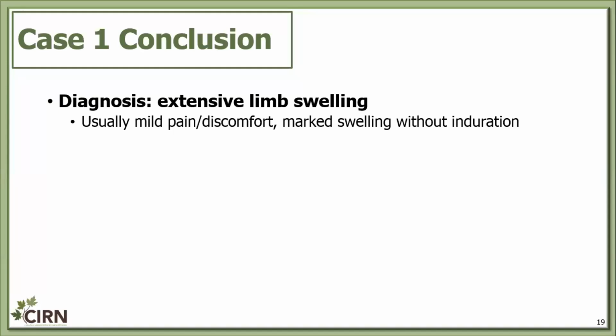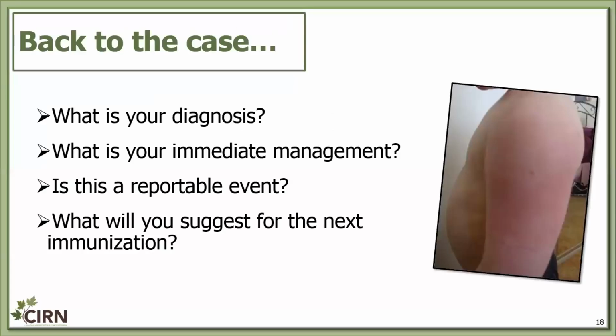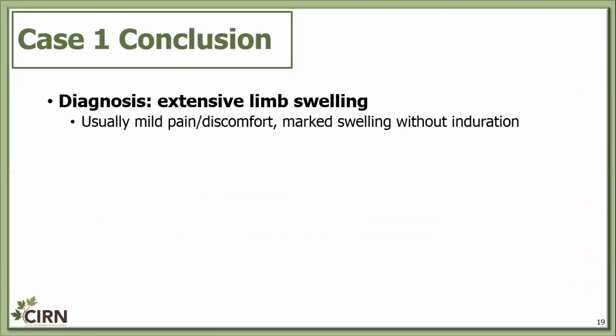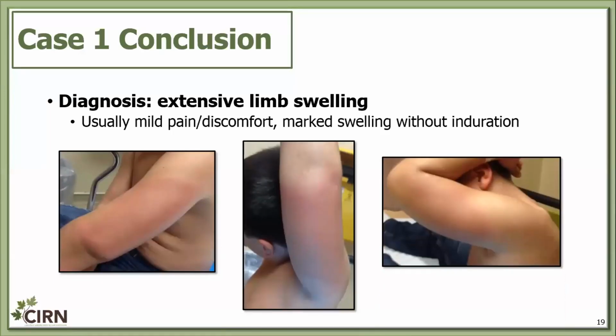This would meet criteria for what's referred to as extensive limb swelling, where you have erythema and swelling that either extends from joint to joint or crosses a joint, which you can see in the photo here. It does seem to cross over the shoulder and down almost to the elbow. It's an impressive reaction, but it's usually associated only with mild pain and discomfort.